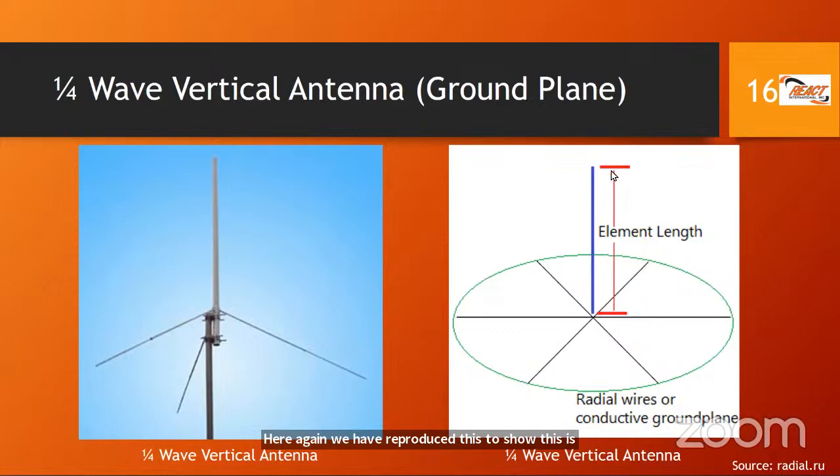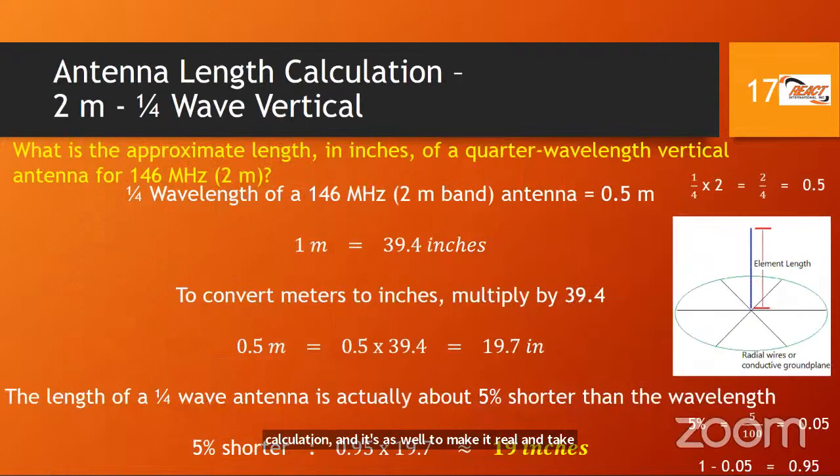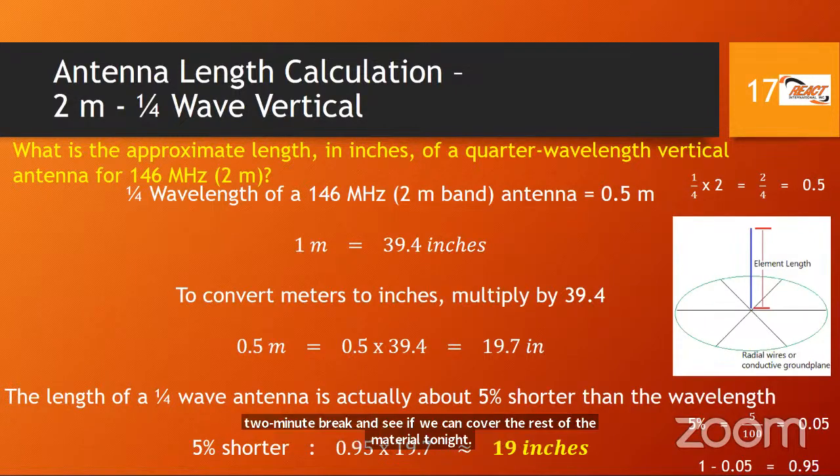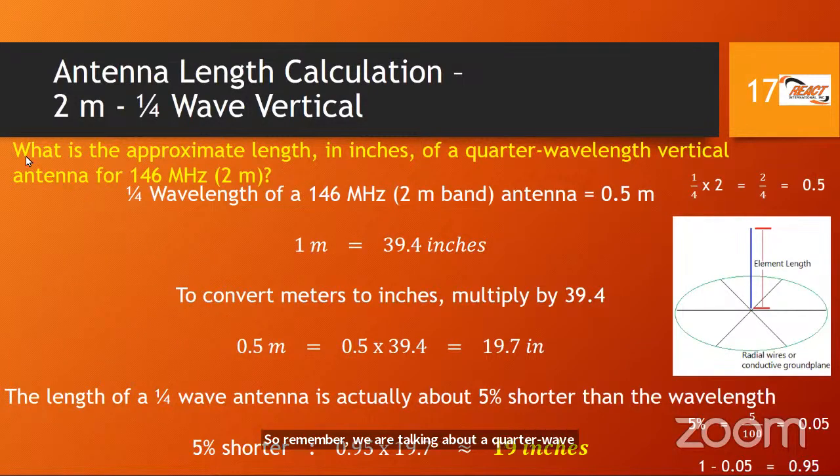So nice. So let's do a calculation on it as well to make it real and take care of an exam question while at it. And once we have completed this question, I think we could probably go into a 2-minute break and see if we can cover the rest of the material tonight. So let's deal with the question pool question and a worked example as well. So remember, we are talking about a quarter wave antenna. Let's bear that in mind here, right? So here goes. What's the question? What is the approximate length in inches of a quarter wavelength vertical antenna for 146 megahertz?